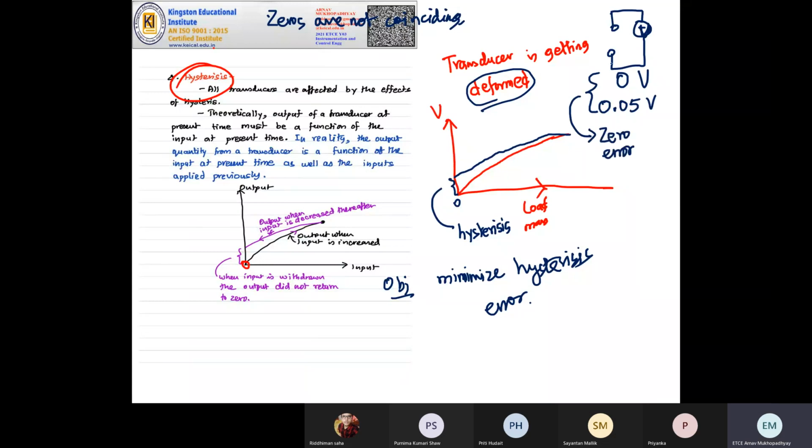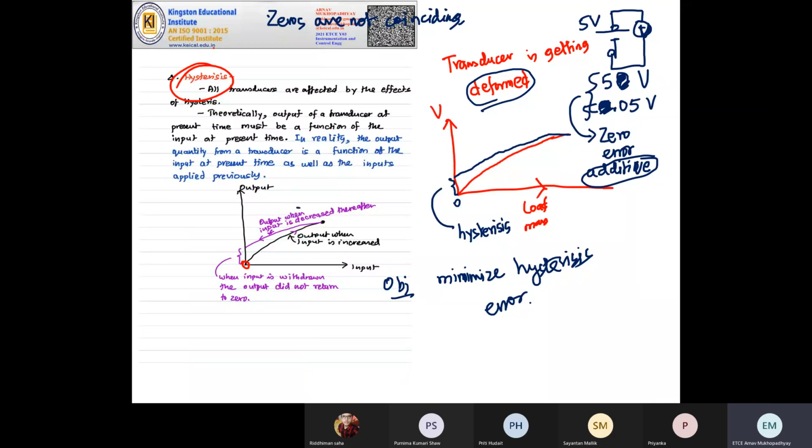So if you apply 5 voltage, give connectivity, it should have shown 5 voltage, but because of the zero error it will show 5.05 voltage. Always this type of error is additive. It is added to the actual value or theoretical value.